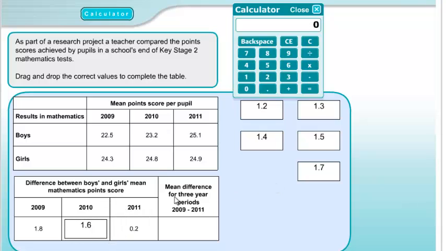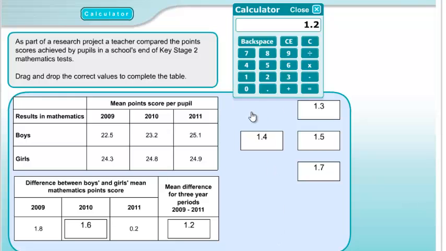So now we have to work out the mean difference for the 3 years. So the mean is the same as the average: you add up all of these three numbers and divide by 3 because there are three numbers. So let's do that. We have 1.8 plus 1.6 plus 0.2 equals 3.6, and we'll divide that by 3 because there are three numbers, and we get 1.2. So we drag that into place. So those were our answers.